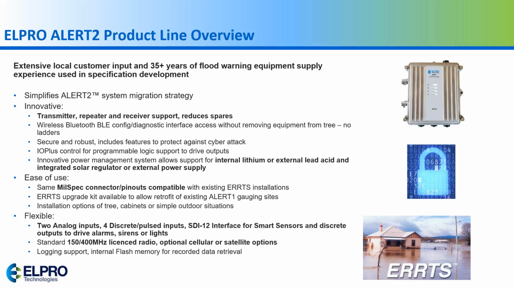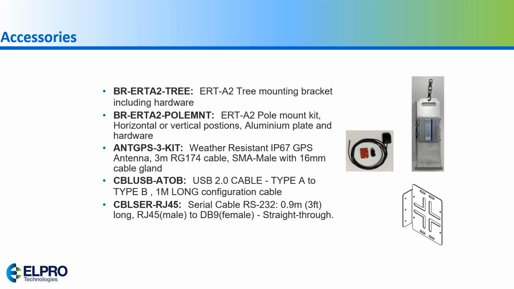We have the capability of bringing in 2 analog inputs with a 24-volt power supply to provide loop power to those analogs. It has 4 discrete inputs that can be discrete or pulsed, and it has the capability of interfacing to SDI-12, which are smart sensors in more of the agricultural area. It communicates wirelessly on a licensed radio using 150 or 400, and we have options for cellular or satellite.